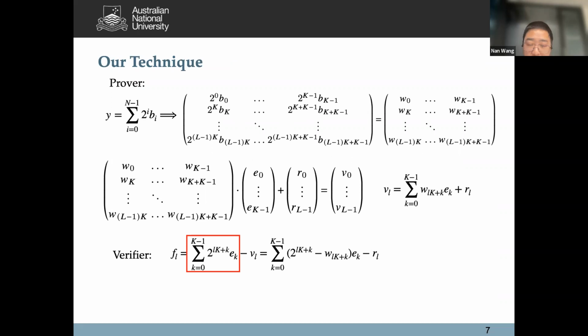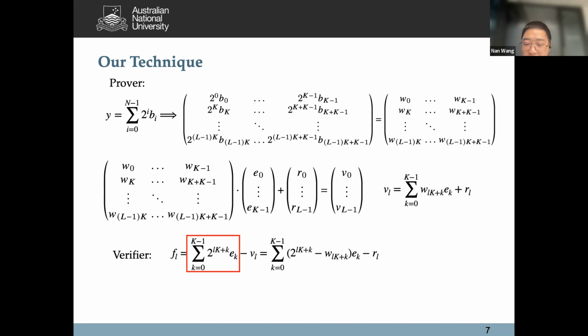Now, let me describe our techniques. We express the committed value y in binary format of n terms, with each term being 2^i times b_i, where b_i is either 0 or 1. We can arrange these terms in a matrix with L rows and K columns. We use W to indicate the term for brevity.